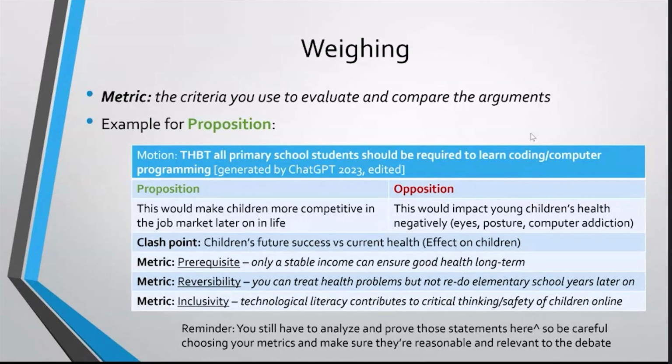And then the third metric that I thought of was inclusivity. Essentially, you could say the technological literacy that comes with learning such computer sciences so early on would contribute to critical thinking and safety of children online, and that these things could impact their health positively. So you've come up with those metrics, but do not forget that just saying them like this is not enough. You still have to analyze all of those and prove the statements that I've put up here in the italics. So be careful when choosing those metrics and make sure that they're reasonable and relevant to the current debate.